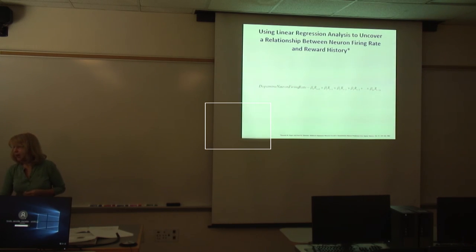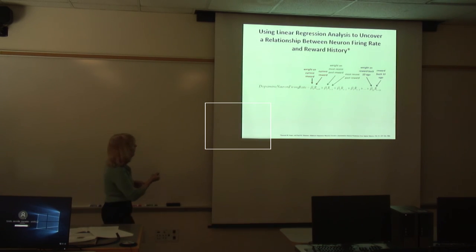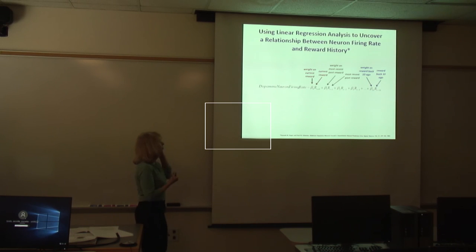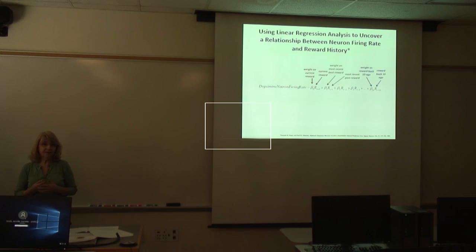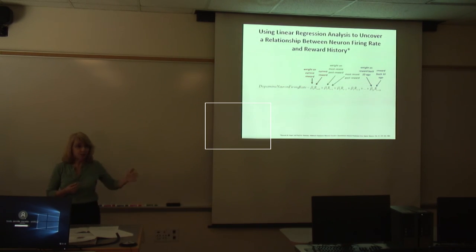Okay, so we're going to develop a linear regression analysis to test this. We're going to weight the current reward with a learning rate called B0. That's the learning rate, like a neural network learning rate. Then we're going to weight the most recent past rewards, and we're going to go back in this experiment, because this is what they chose to do, only back to the 10th most previous reward. So if they do this experiment 100 times, the only rewards they're going to look at are the previous 10. Okay?